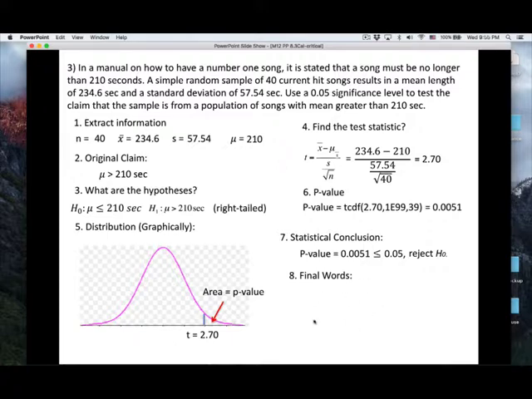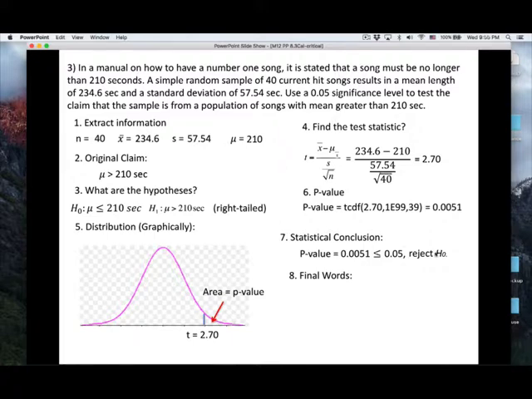Okay, final words, final conclusion. Remember we have the chart in section 8.1. We call that the 1, 2, 3, 4 conclusion. One more time, look at the original claim. This is a strictly greater than, so that goes to your alternate hypothesis. Okay, they're exactly the same thing. So we use either conclusion number 3 or conclusion number 4.